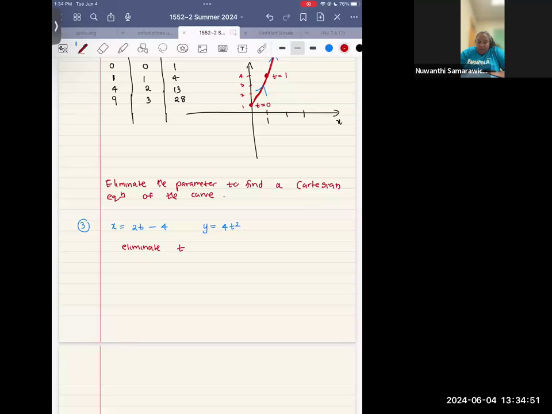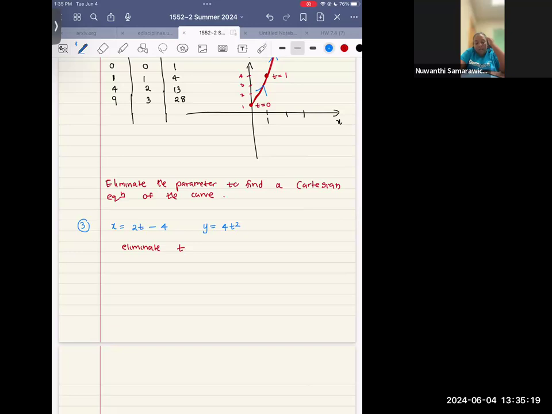Any idea how to do this one, to eliminate t? Remember, we have done, I guess in college algebra, elimination of x, elimination of y. It's the same procedure. How do we do that? Solve for t, and yes, very good.